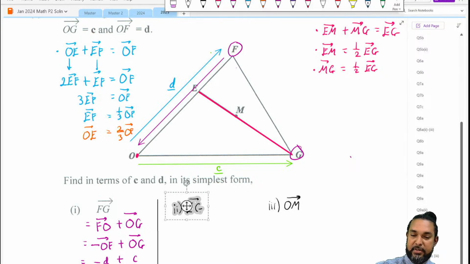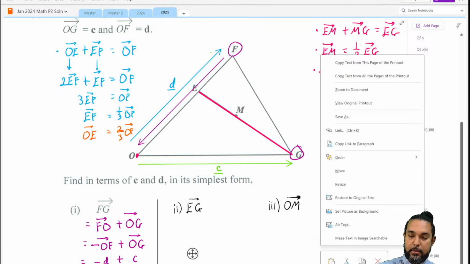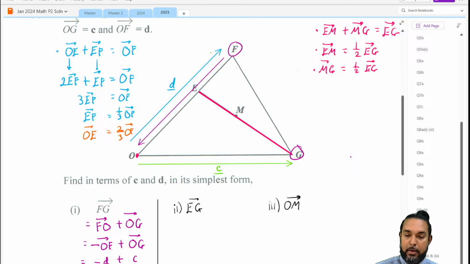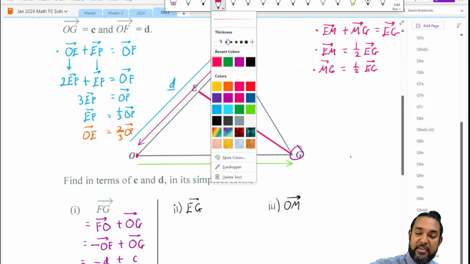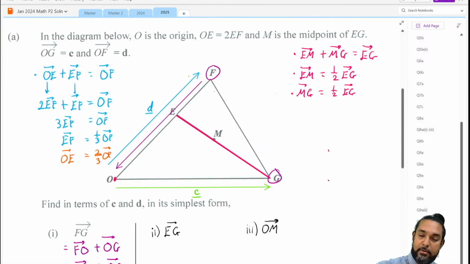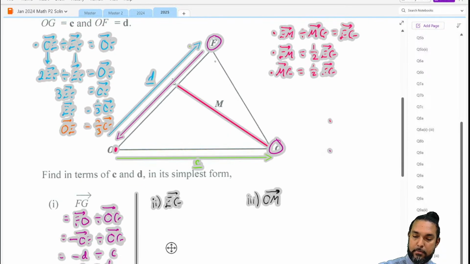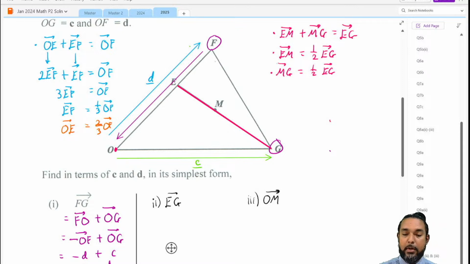All right, I'm going to have to repeat a color. That's okay. All right. Now they want EG, right? So EG is the pink line, right? Do we have a vector along the pink line? No, we don't. One second, eh? Let's shift this across a little bit. Right. So we want to go from E to G. Actually, let me copy and paste this page.